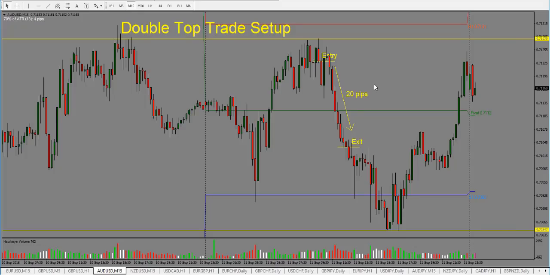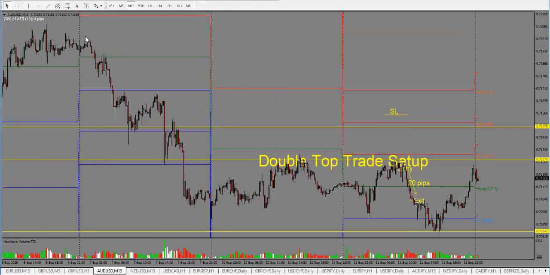The trade that was taken in the trade room today was based on a double top trade setup. So what we have here is the Aussie US dollar 15-minute chart. And if we were to zoom out, we'll see that price has been dropping here for the Aussie dollar, and overall the bias is to the downside, and then price was kind of going sideways here.